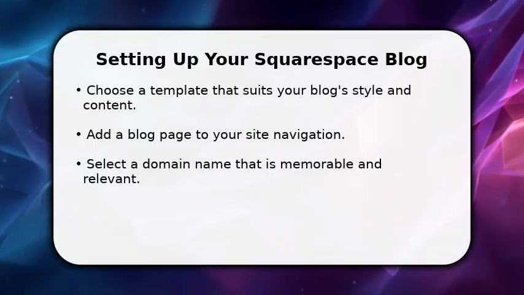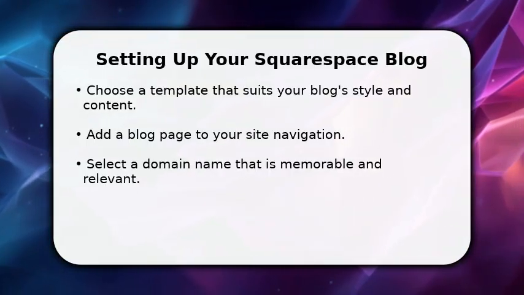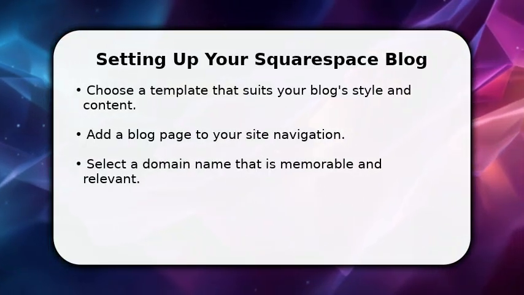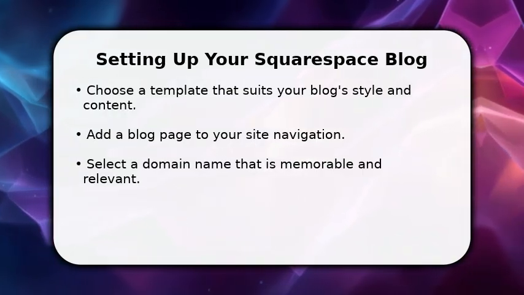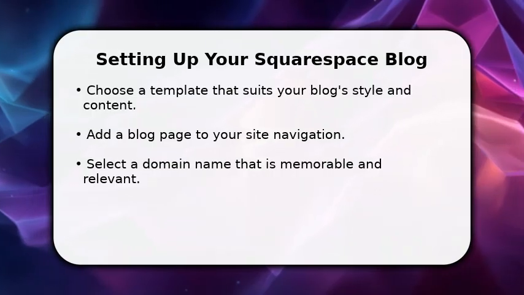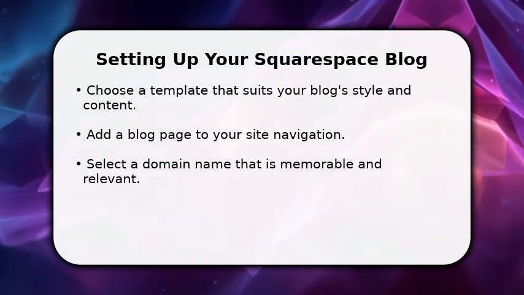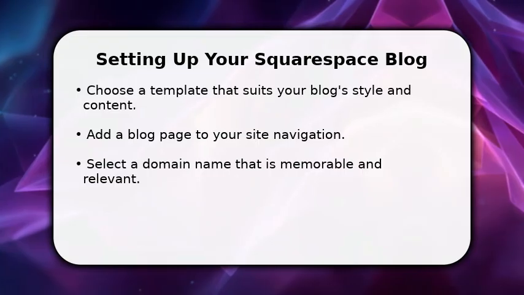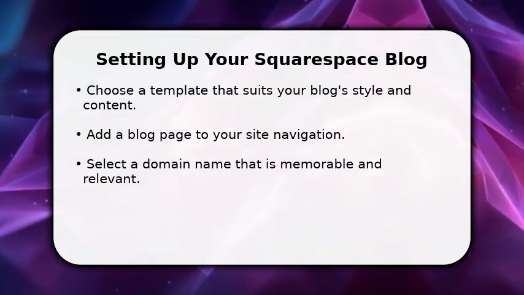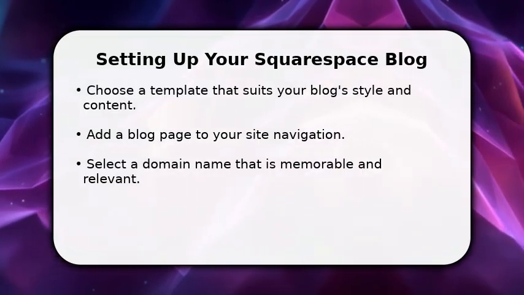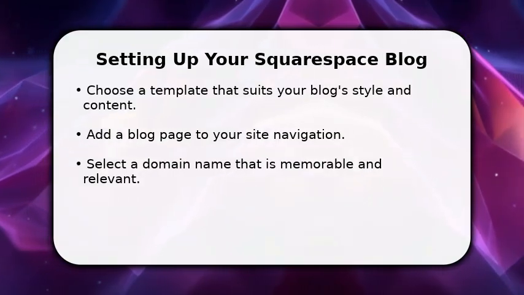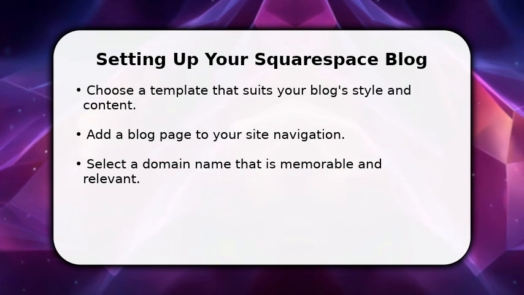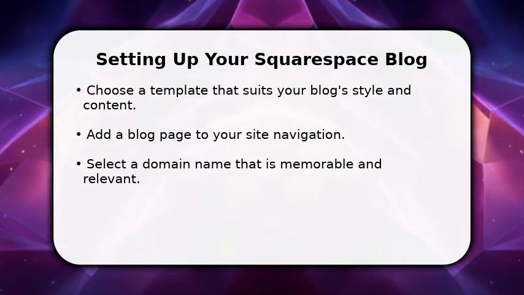In this video, I will explain how to make a blog with Squarespace. Start by selecting a Squarespace template that aligns with your blog's aesthetic and purpose. Squarespace offers hundreds of professionally designed options. Next, easily add a dedicated blog page to your site's navigation. Finally, choose a custom domain name that is both memorable and relevant to your content, helping readers find you easily. This foundational setup takes just a few minutes.